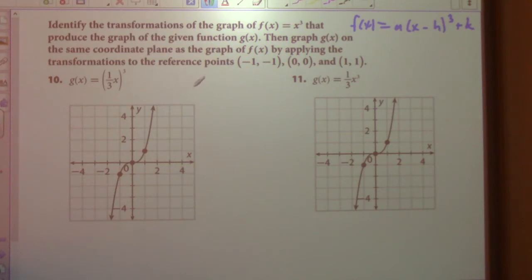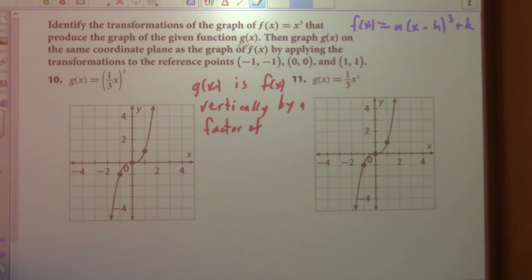g of x is f of x vertically compressed by a factor of 1/27? So you're saying that's 1/27th there? Doesn't look like that to me. What is that? About 1/3, right? By a factor of 1/3, vertically compressed, I should say, right?